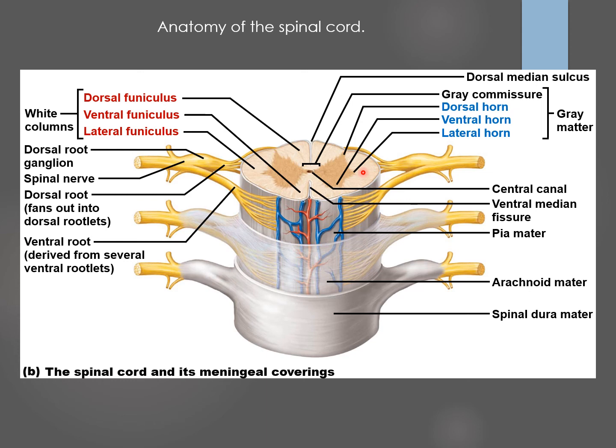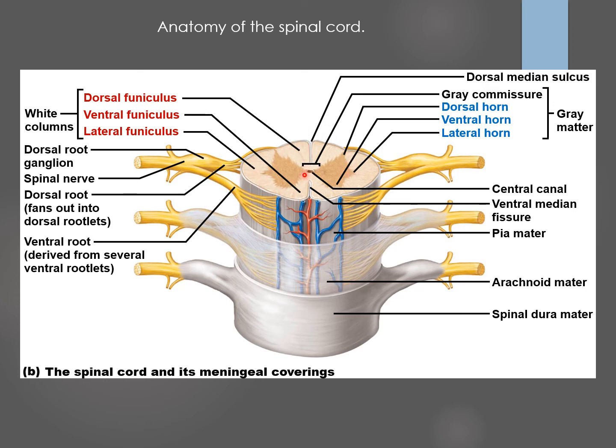So, what we have, again, sensory dorsal root ganglion, into the dorsal horn, interneurons, motor neurons in the ventral horn, information back out. Lateral horns are autonomic. Then we have white matter.